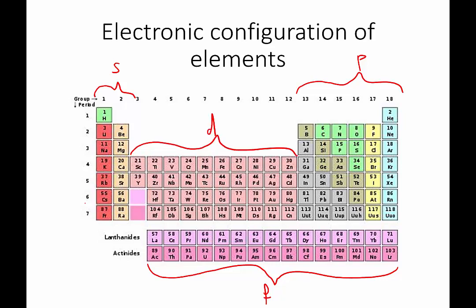So there's only one s orbital, so we can put 2 electrons in that orbital. There are 3 p orbitals, so we can put 6 electrons. There are 5 d orbitals, so we can put 10 electrons in the d orbitals. And there are 7 f orbitals, so we can put up to 14 electrons.